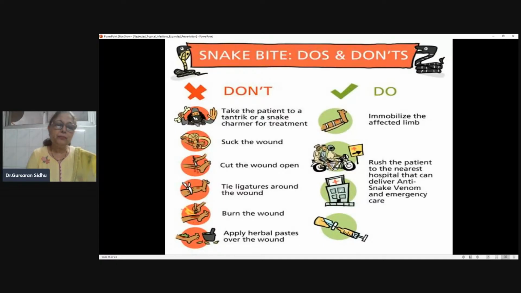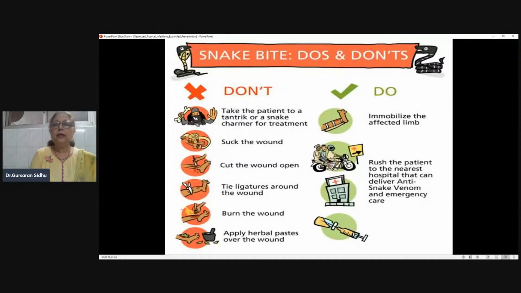I had one patient, around 10, 12 years back. He had tied such a big, strong ligature, and over 3, 4 hours he completely suffered. The limb needed to be amputated because of gangrene. That was a big eye opener. Don't put such a ligature around the wound that you completely block the artery. And don't burn the wound, don't apply any herbal paste.